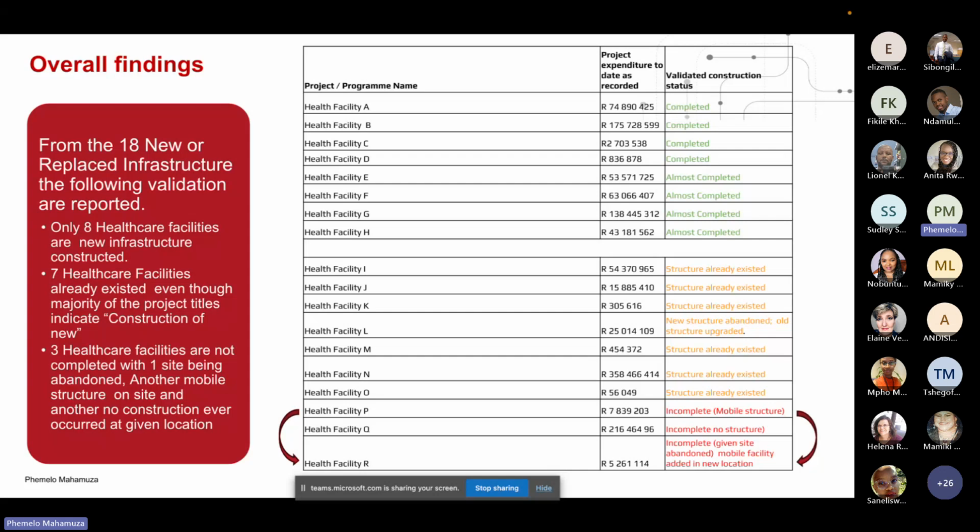Then we see that 3 of these do not exist at all. One is a mobile facility that was added, but when we look at the expenditure on that mobile facility, it's a bit high. Then 2 of these projects, as I mentioned, one site was abandoned and for another, nothing ever happened on the actual site itself.